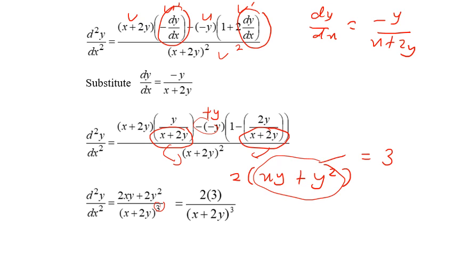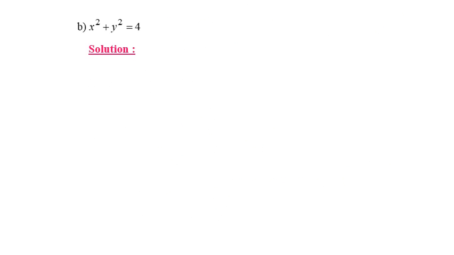So this would be our simplest form and not this one, because we can simplify and substitute this one with 3. That's why I told you, you have to check, be very careful and make sure your answer is as simple as possible. So 2 times 3, the final answer will be 6 on the numerator, and the denominator x plus 2y to the power of 3. Okay, so now we move to question B.